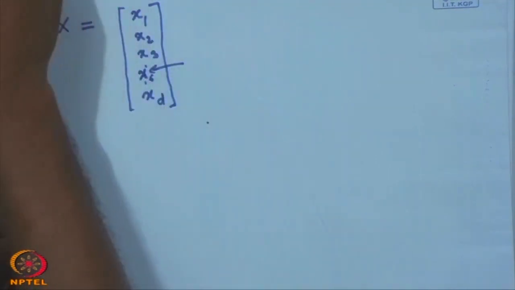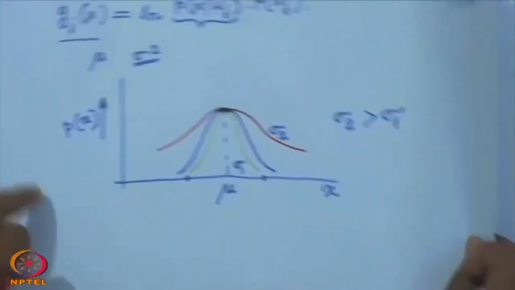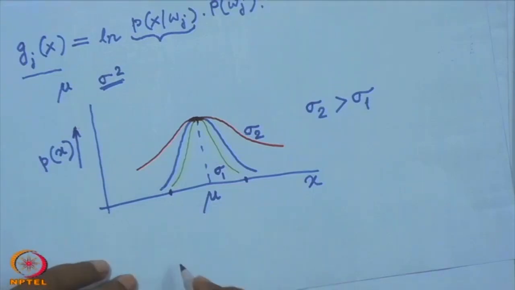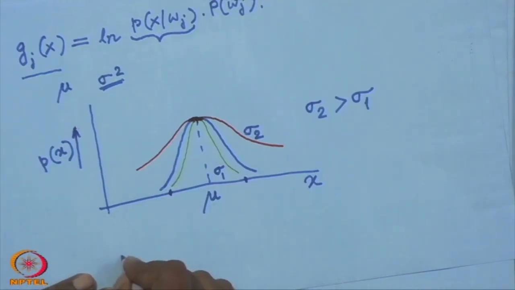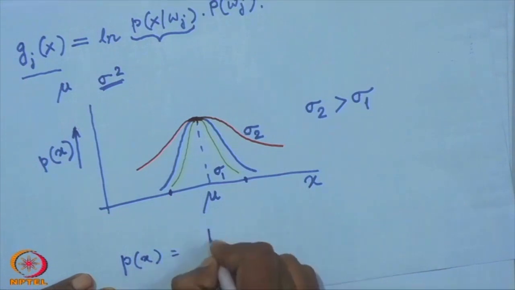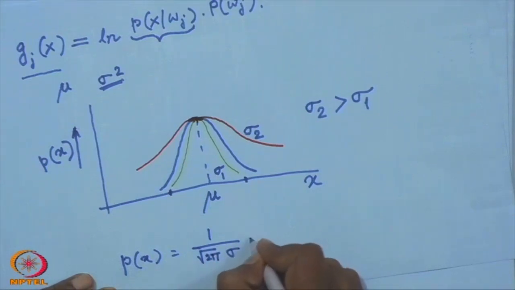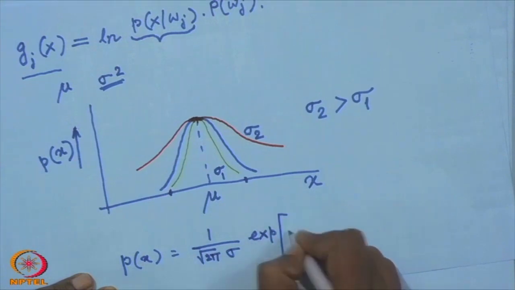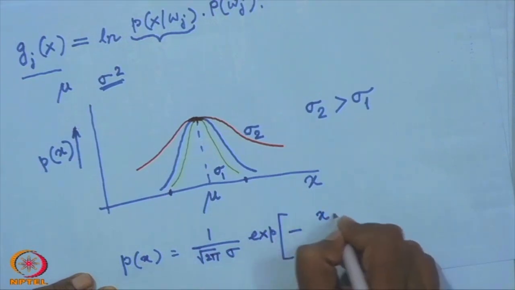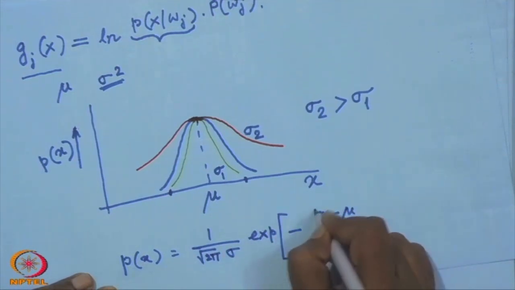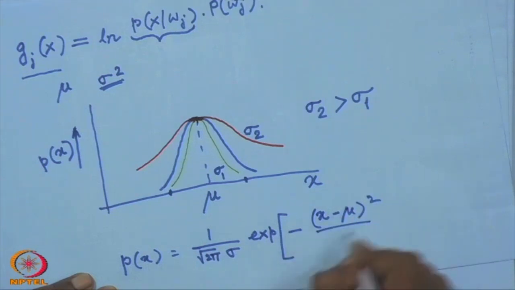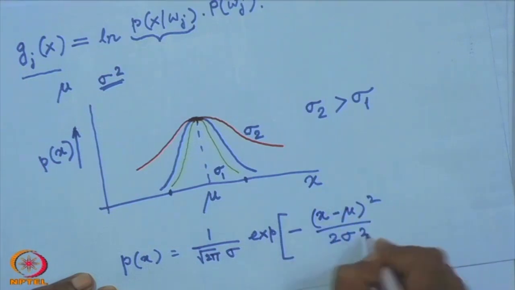And then, generalizing this Gaussian expression. In the single variable case, you all know that p of x will be given by 1 over square root of 2 pi into sigma, times exponential of minus x minus mu whole square upon 2 sigma square.